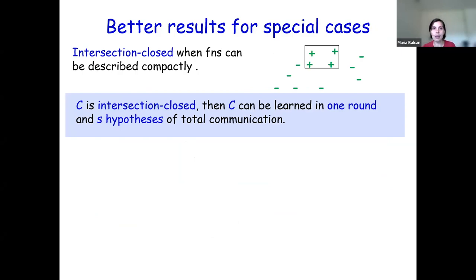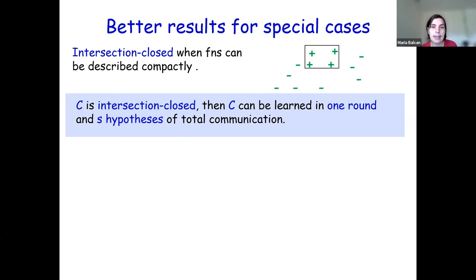Okay, so this is a very generic procedure. In the remaining minutes, I want to tell you that this is generic, but you can also hope to do even better than that. In particular, I'm going to give you a couple of very simple examples here, and I think some of this relates to some of the exercises that Alan did in the problem session. So for example, if the concept class is intersection closed, then we can do better, and also when the functions themselves can be compactly described.